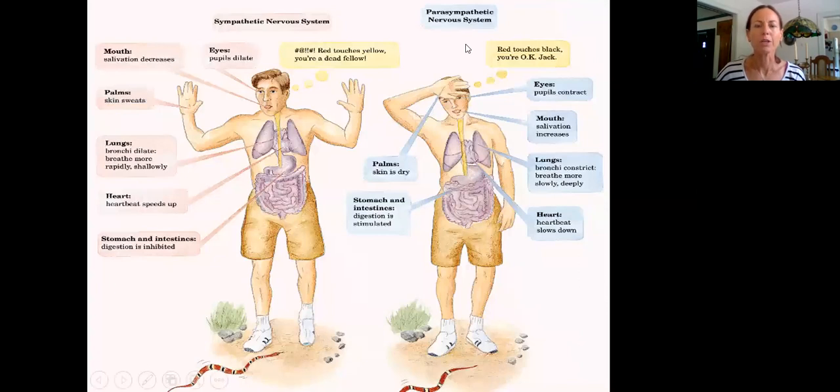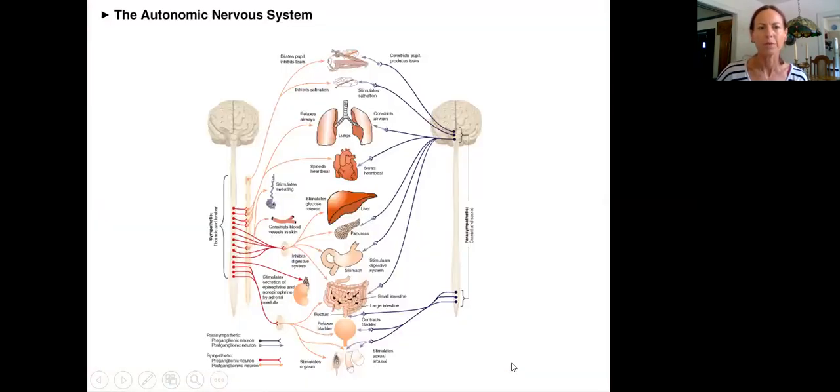Okay, I want you to take a look carefully at this slide, and you might want to pause it and just read through some of these things that are caused by the sympathetic and the parasympathetic nervous system, because they're very different reactions. Take a look at the autonomic nervous system here, and you can see the sympathetic nerves on this side. You see the parasympathetic nerves in blue over here.